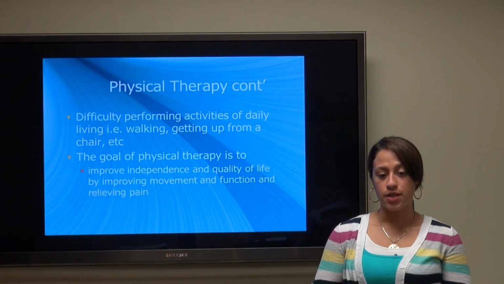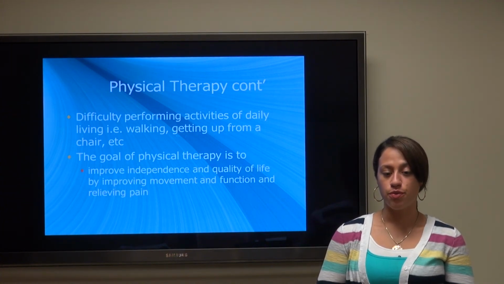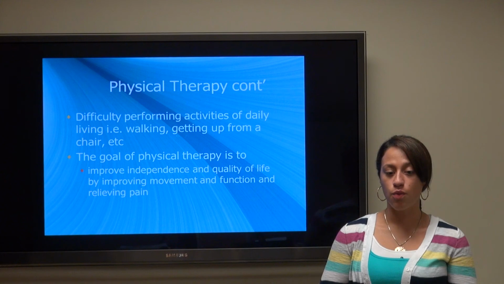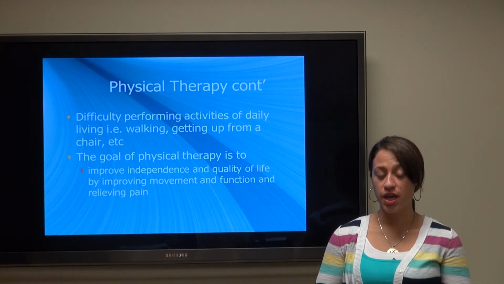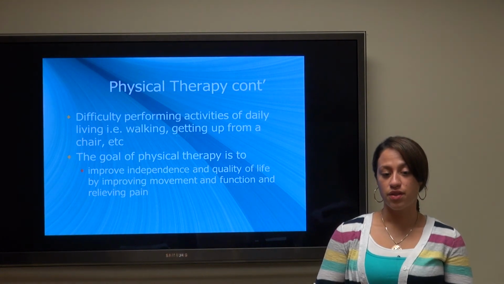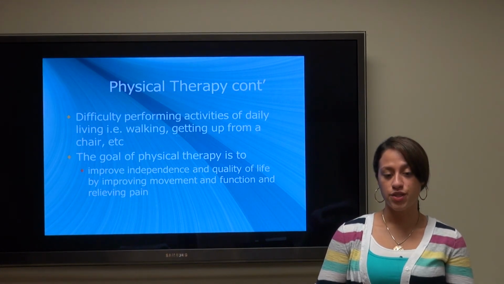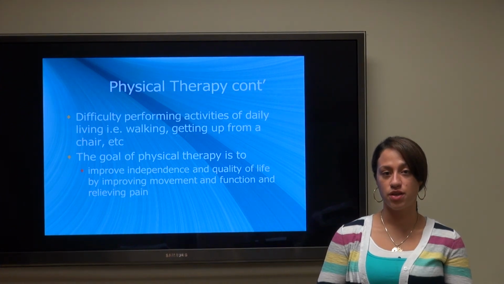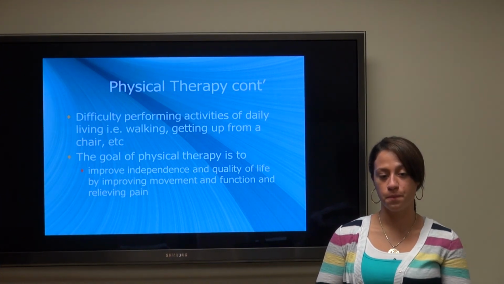Physical therapy can be instrumental in helping patients to improve their activities of daily living, walking, getting up and down from a chair, negotiating a flight of stairs. The goal of physical therapy is basically to improve a patient's independence and quality of life by improving their movement and function, as well as trying to relieve their pain.